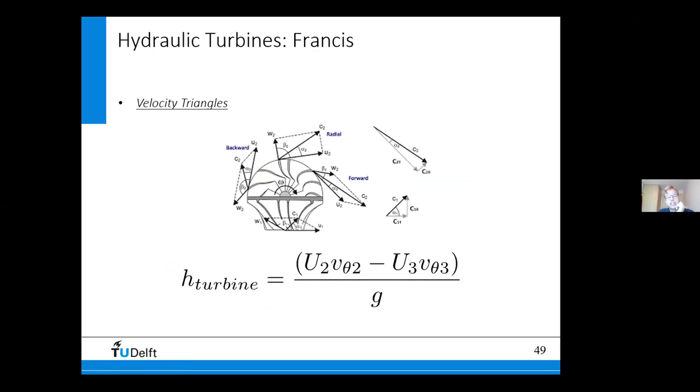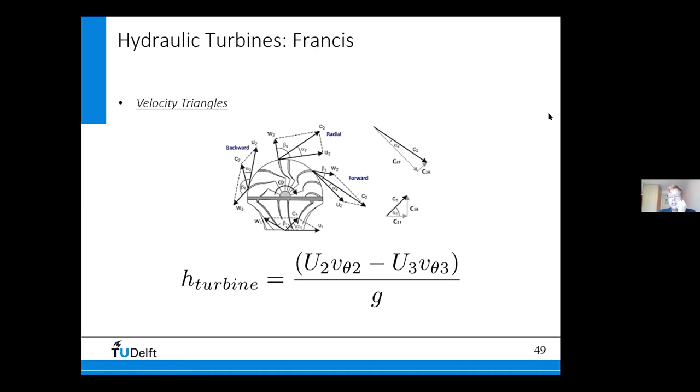A little bit complex velocity triangles, because you get a radial inflow and axial outflow turbine. We've not discussed them in detail here, but you can actually still apply the Euler equation to the same turbine.